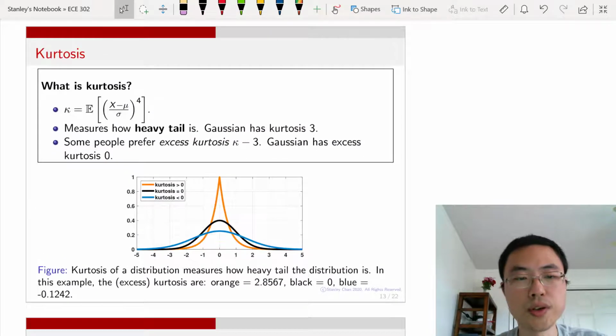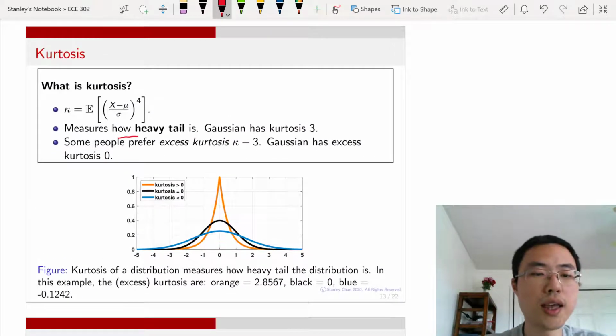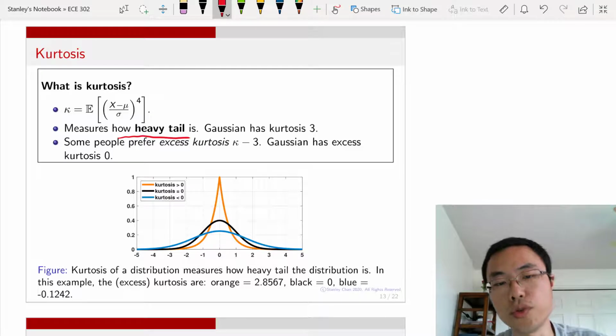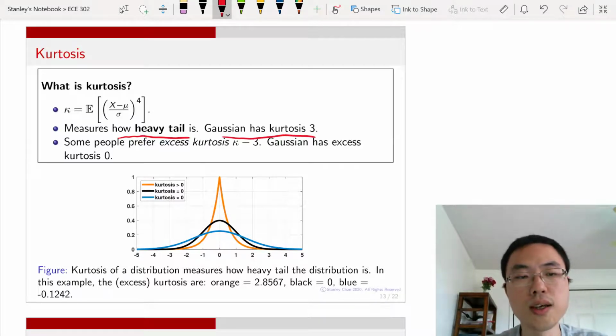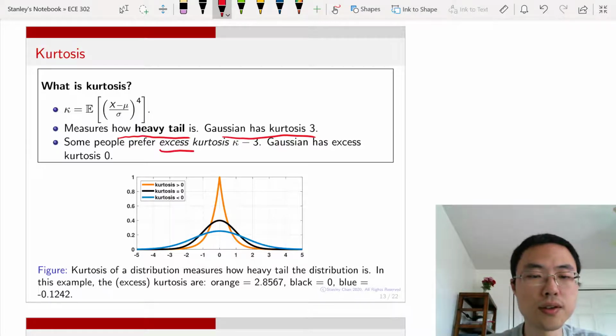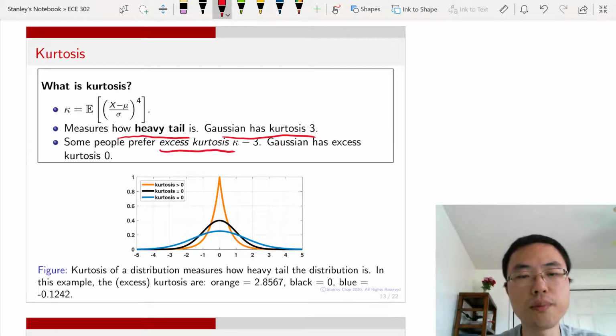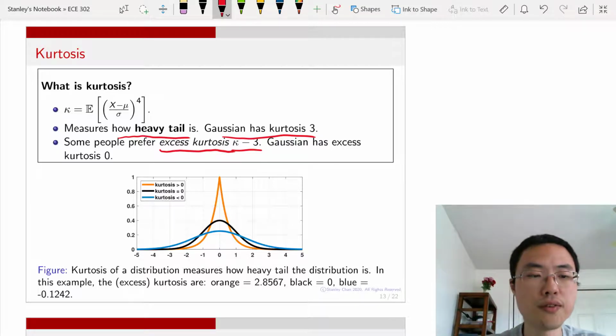What is kurtosis? Kurtosis measures how heavy tailed the distribution is. Gaussian has a kurtosis of 3, but some people prefer to define the excess kurtosis, which is kappa minus 3. So you take the kurtosis minus 3, then Gaussian will have an excess kurtosis of 0. So what do I mean by heavy tail?